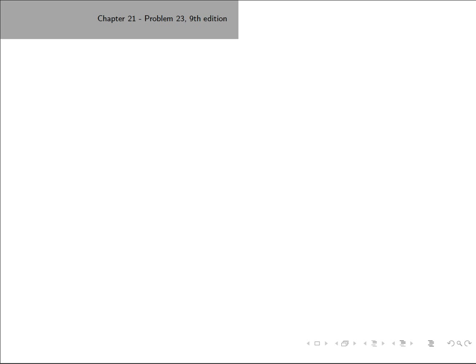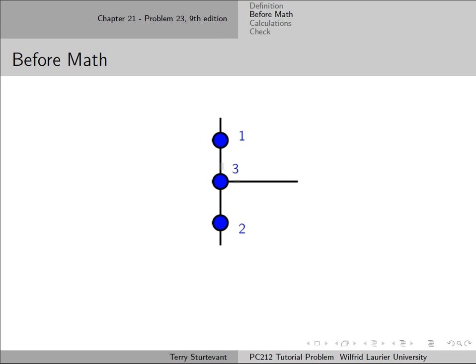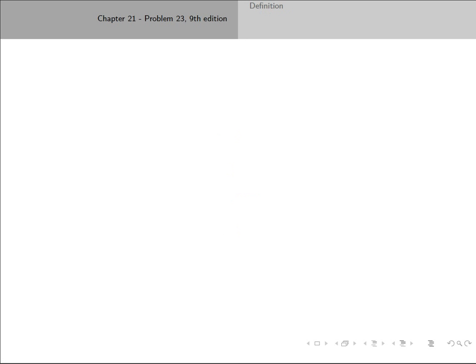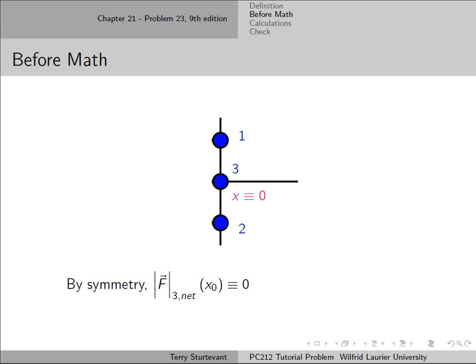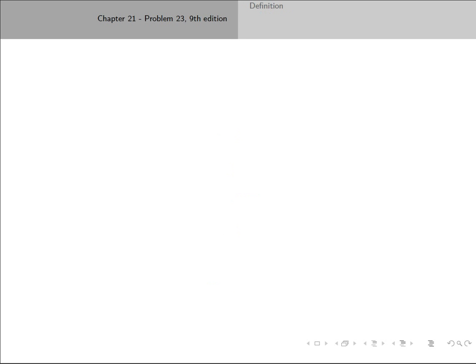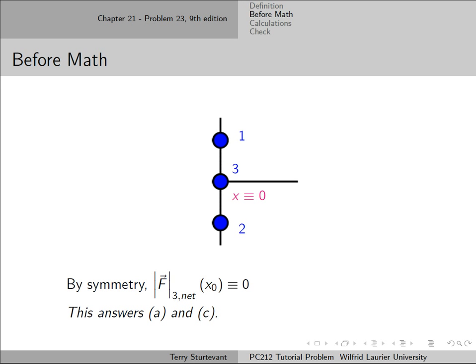Before we do any math at all, there's a few things we can determine. First of all, if we look at the case where x is 0, then because Q1 and Q2 have the same magnitude and they're the same distance apart, by the symmetry of the problem, there's no net force on particle 3. So that means we've just answered parts A and C of the question. At x equals 0, the net force is 0. In the textbook, most of the problems that have several parts will have some parts that can be solved completely without doing any math at all. Keep that in mind.